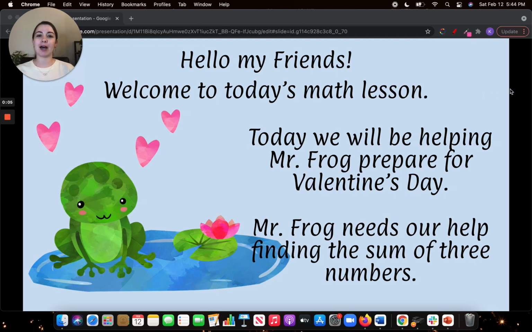Today we will be helping Mr. Frog prepare for Valentine's Day. Mr. Frog needs our help finding the sum of three numbers.